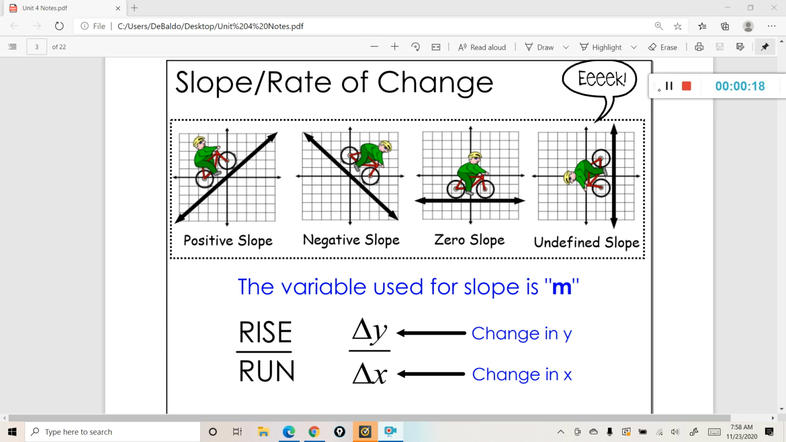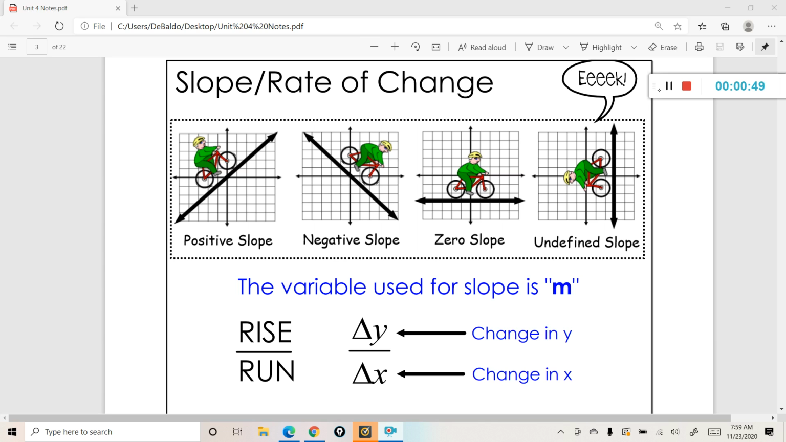And you can see that the first line has a positive slope, and you can see that that little biker is going up the hill. So you always read the graph from left to right, just like you're reading a book. So we see that biker going up the line. That represents a positive slope. So in a couple minutes, we're going to be calculating or computing the actual numerical value of the slope. This would mean that the numerical value would be a positive number.